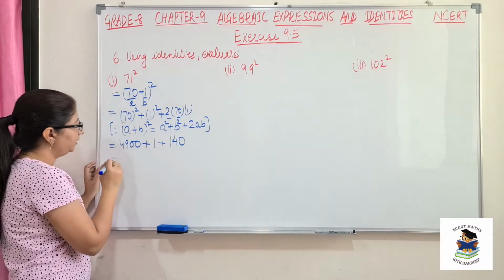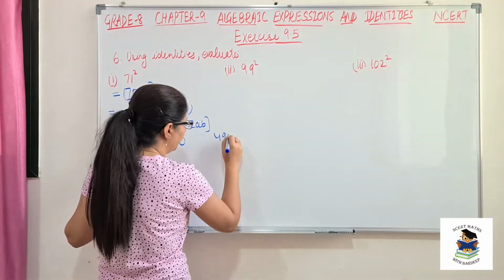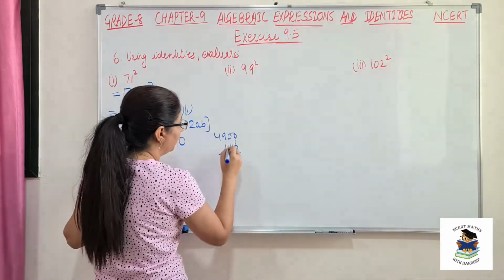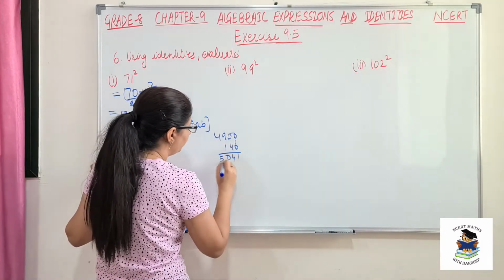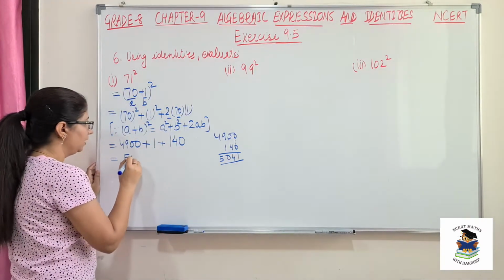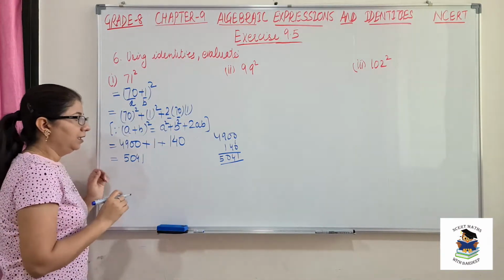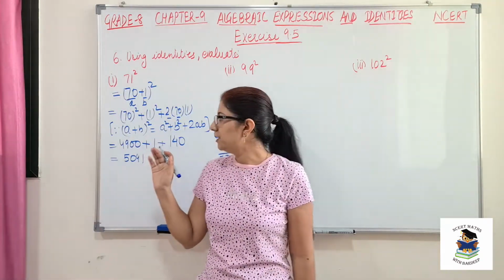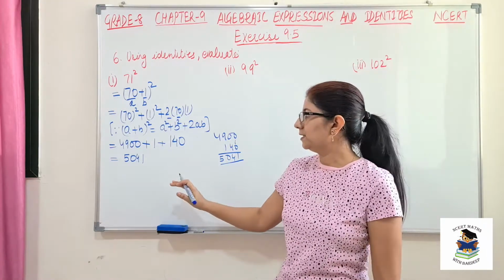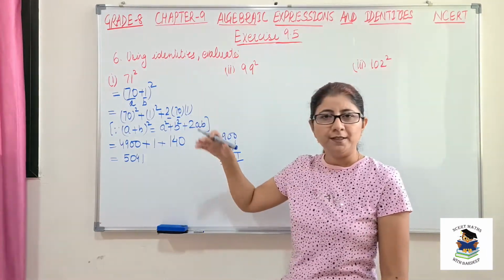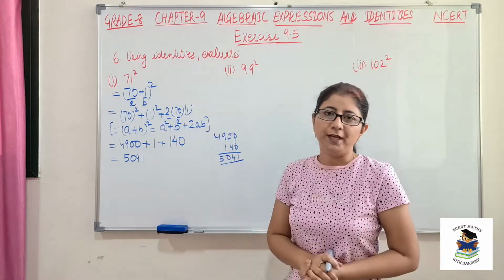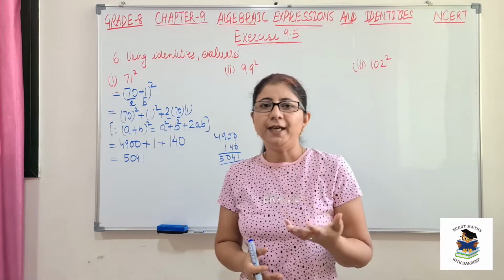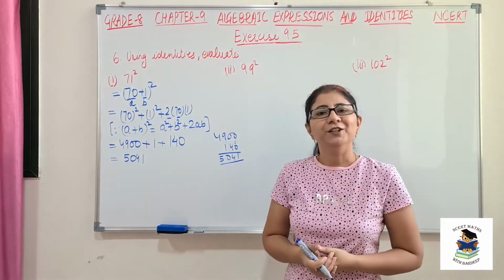Okay, so now we will add them. This is 4900, 1 and 140. So 1 and 0 is 1, 4. So this is 5041. Now we can see that if you use identities to solve these types of squares, it is very easy to find the answer. Otherwise, we need to find 71 into 71 and full calculations are required. This is the use of standard identities, in which we can make our calculations much easier than the normal method.